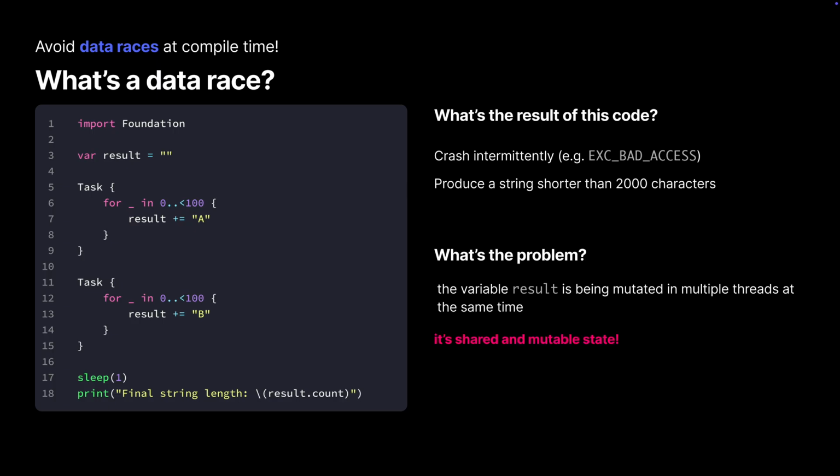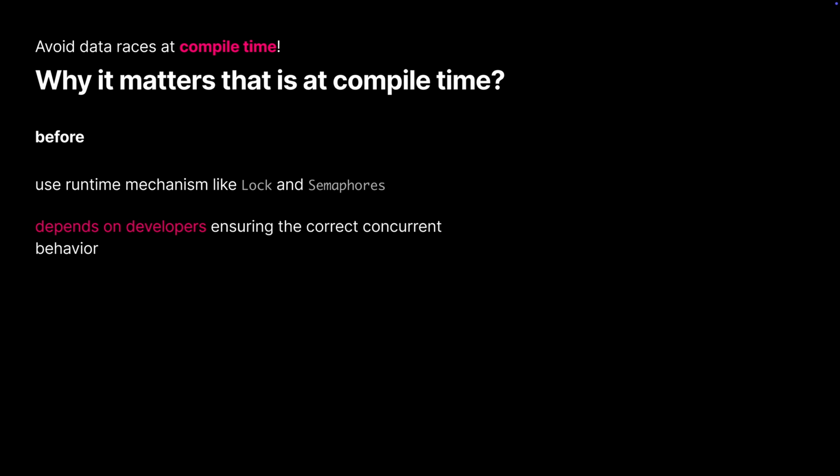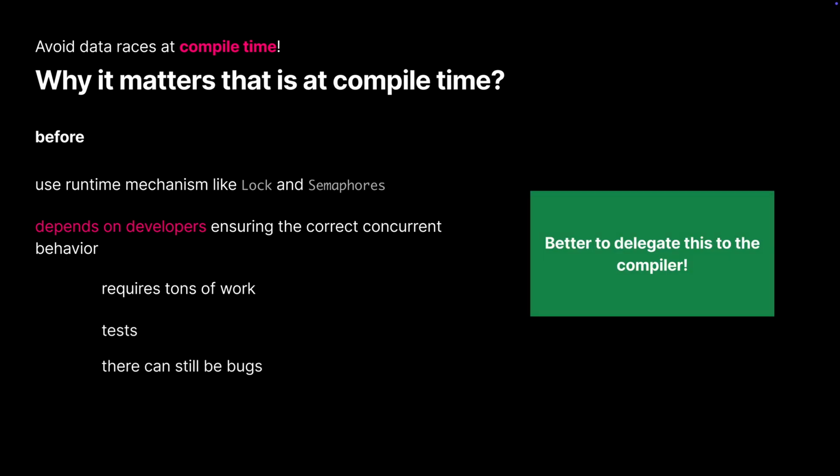Okay, so we want to avoid that, but why is it important to be at compile time? Before concurrency in Swift, to avoid data races, we would need tools like locks and semaphores, where it depends on developers to ensure the right concurrency behavior. But this requires tons of work, testing, and after all that, there can still be bugs. Then it's better to delegate this to the compiler and avoid those problems altogether. Similarly to how optionals help us write safer code.